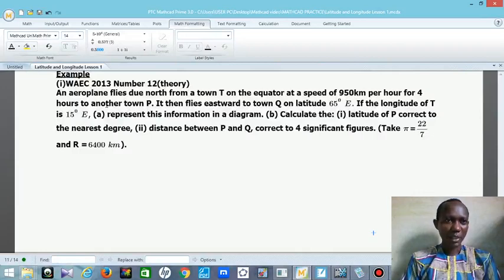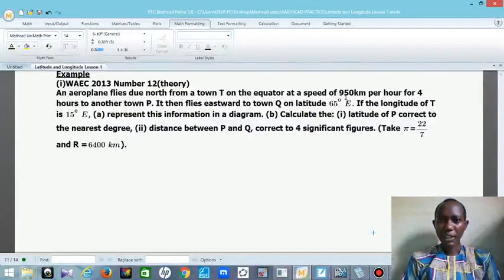I want us to interpret this question sentence by sentence so that we'll get it very well. There's a plane, it flies due north from a town T on the equator. That means T is standing on the equator. A plane starts from there and moves towards the north, upward. The question is clear like that.